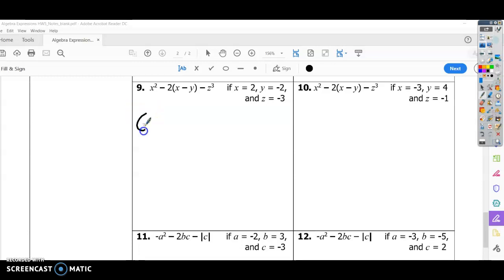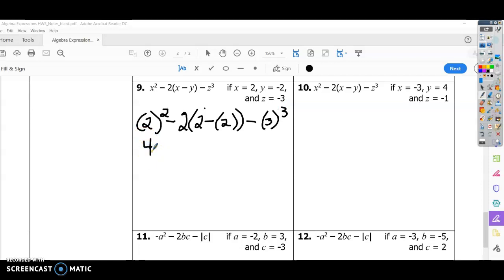All right, x is 2. 2 squared minus 2 times x. In this case, x is 2. And then minus y, which is negative 2. And then minus z, which is negative 3 cubed. All right, order of operations. All right, so we got 2 squared, so that's going to be 4.